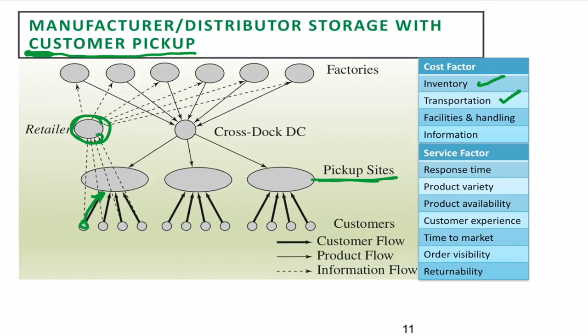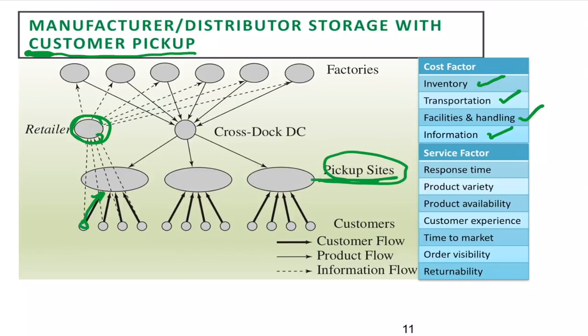Now, facility and handling cost depends. If the facilities already exist, then there won't be any additional cost. But if the facilities do not exist nearby where customers can pick up their orders, then those facilities have to be built, and that will obviously be expensive. Information related costs are likely to be quite high, because this kind of infrastructure is definitely needed to coordinate things between customers, pickup sites, factories, retailers, and so on.